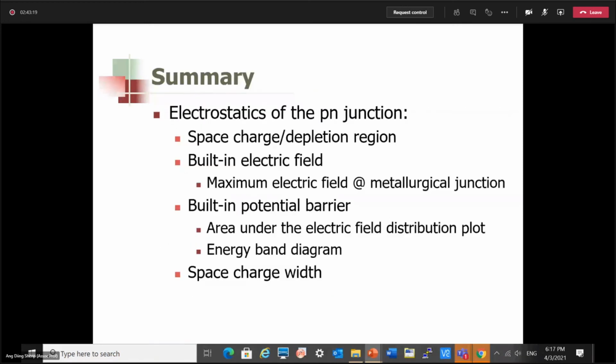To round up, this is a summary. We have solved the electrostatic problem of the p-n junction completely. So we can calculate all the parameters of interest: the built-in electric field at different positions, the width of the space charge region, the amount of space charge stored at the p-n junction, the built-in potential, everything. That will prepare us for the rest of the analysis.